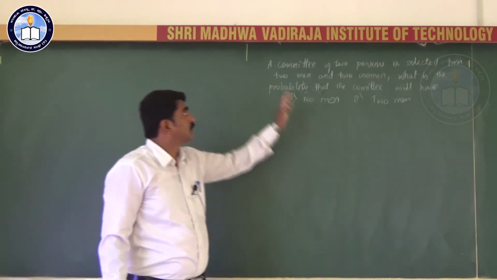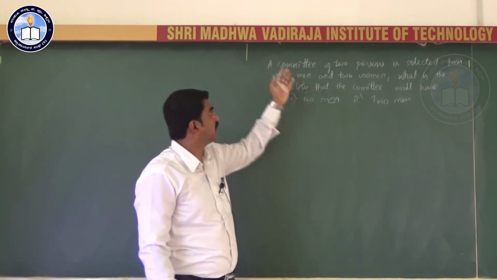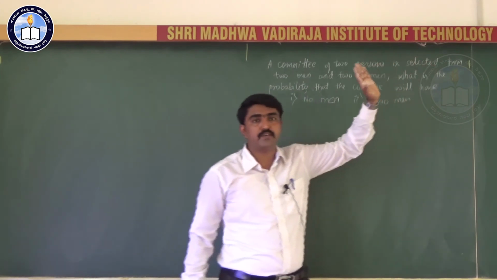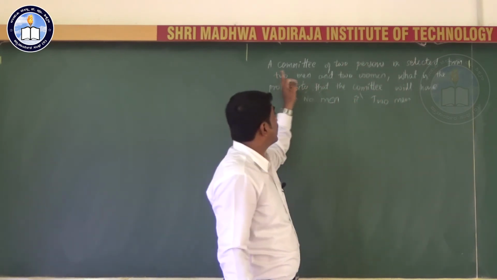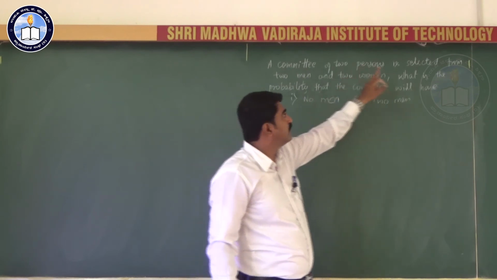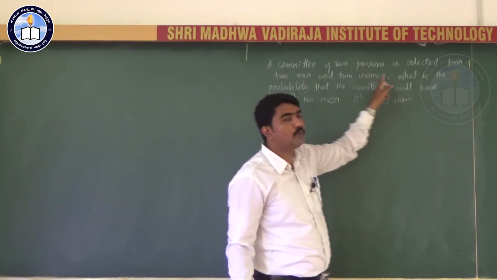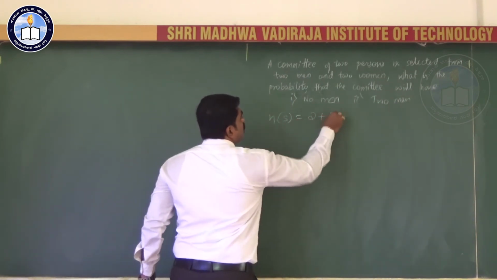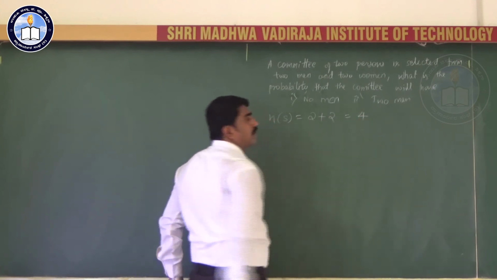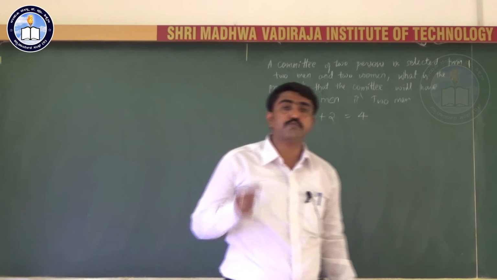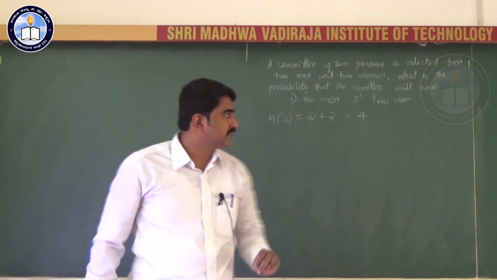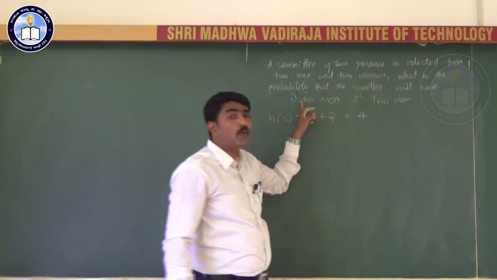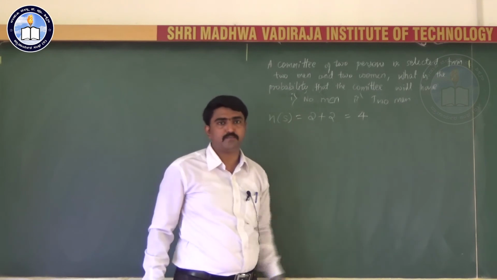Okay. So the last question of this topic: a committee of 2 persons is to be selected. Selection is nothing but combination, so we have to use combination. A committee of 2 persons has to be selected from 2 men and 2 women. So how many in total? 2 women and 2 men, therefore 4 people in total, out of which we have to make a committee of 2 persons. Find the probability that the committee will have no men. Men should not be there.